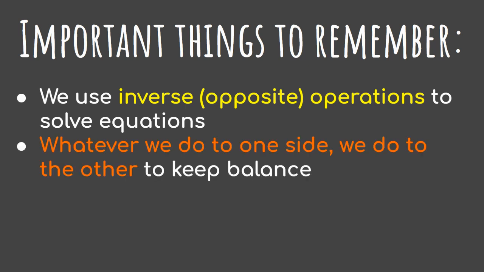And whatever we do to one side, we have to do to the other to keep the balance, because we know that an equation is like a scale, and the midpoint, or the equal sign, promises that the value on both sides is the same. So if we do something to one side, we have to do it to the other. As long as they're the same, then the equation can still be true.